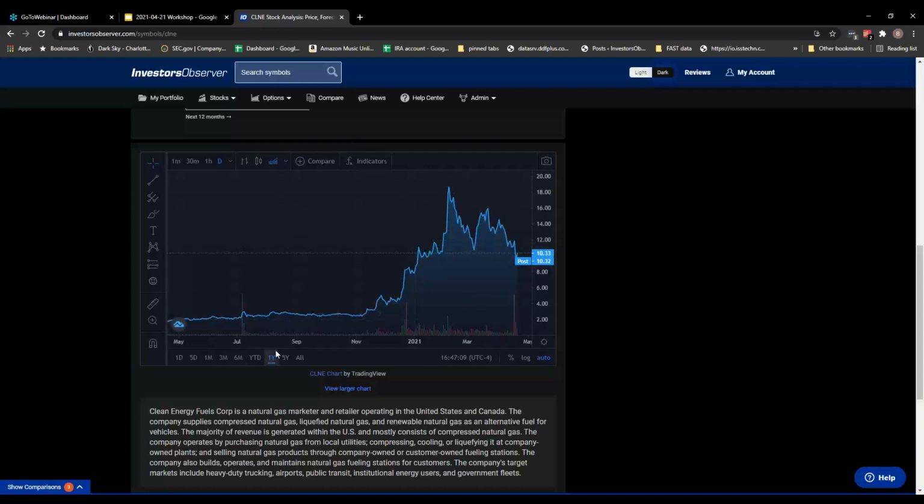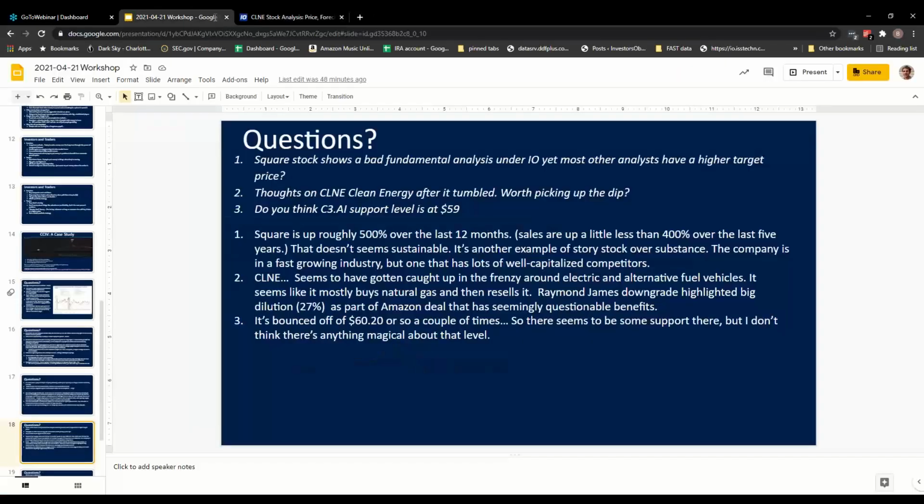And then they recently signed a deal with Amazon, and the stock went up and then came back down. But I looked into the Amazon deal a little bit, and part of the reason the stock started to fall was a downgrade from analysts at Raymond James. What happened was, as part of this deal with Amazon, which, Amazon's a big company, don't get me wrong, Amazon's not operating a huge natural gas vehicle fleet though.